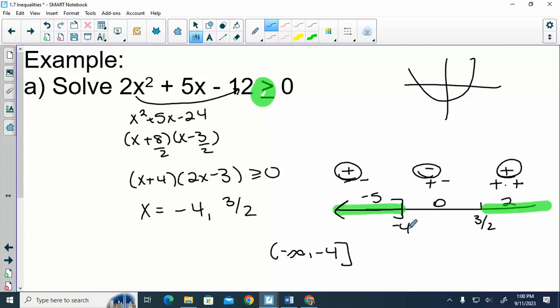With interval notation, when we have more than one piece, we put a U in the middle. It's called a union symbol. And then we put the second piece. So this one started at positive 3 halves and went to infinity. And infinity always gets a parenthesis. Is this okay?